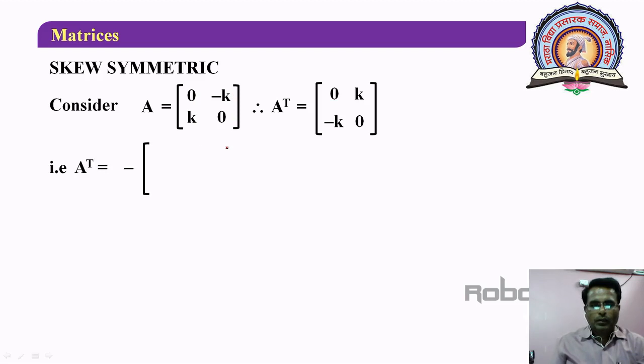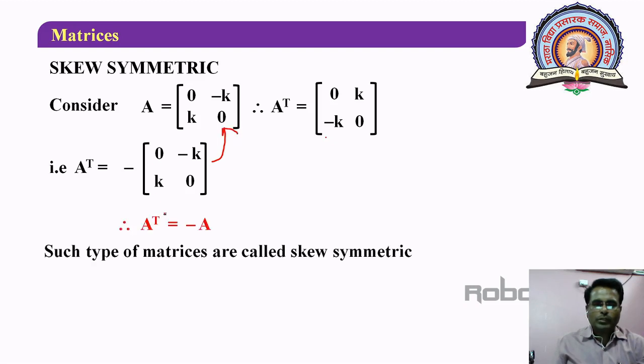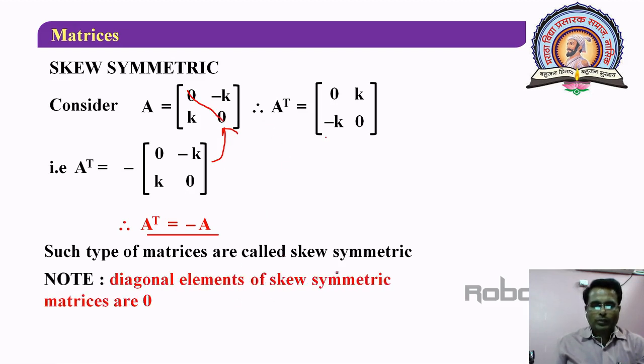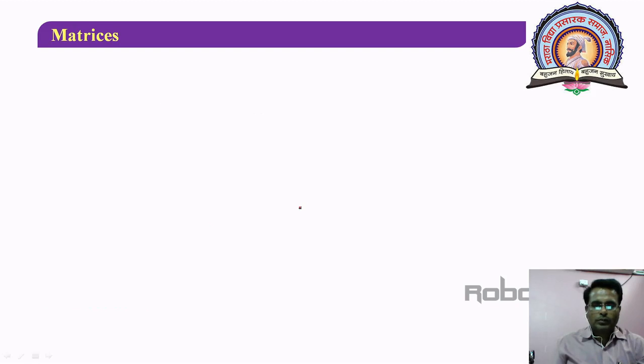If you take a minus sign common outside from this, then the matrix becomes 0, minus k. This minus minus is actually plus k, that is adjusted here, and this is minus k that is appearing here. So if minus sign is taken common, you will observe that this matrix and this matrix are now the same. So A transpose is equal to minus A, and such a type of matrix is a skew symmetric matrix. The speciality of this skew symmetric matrix is that its diagonal elements are always zeros.